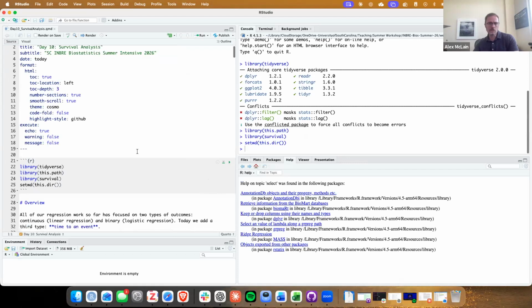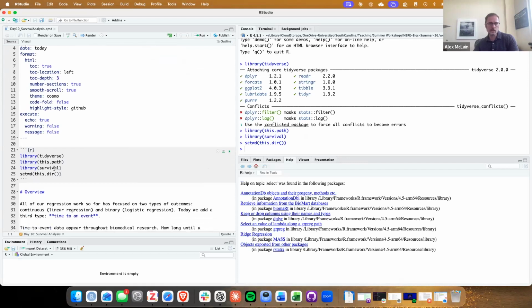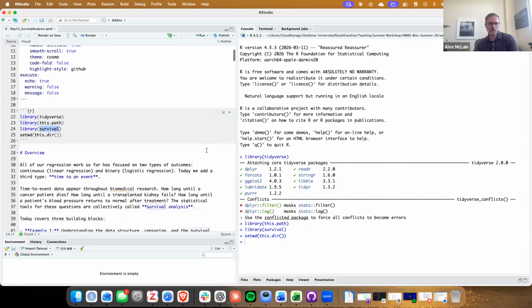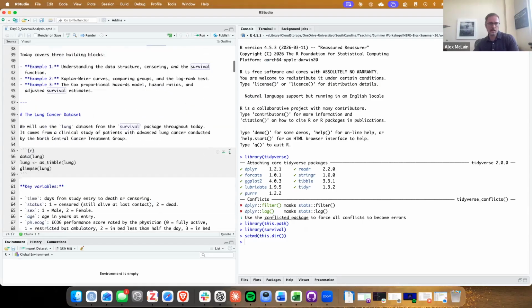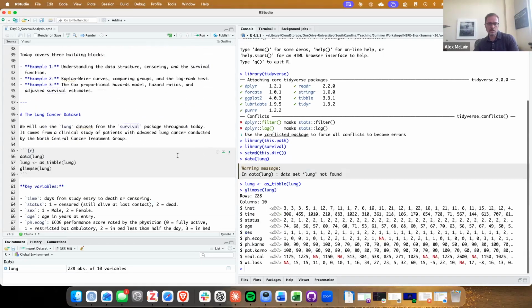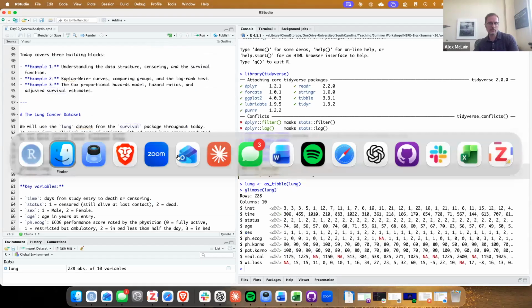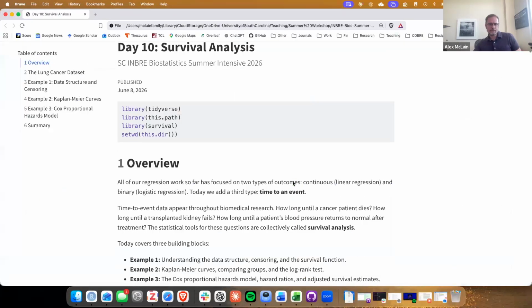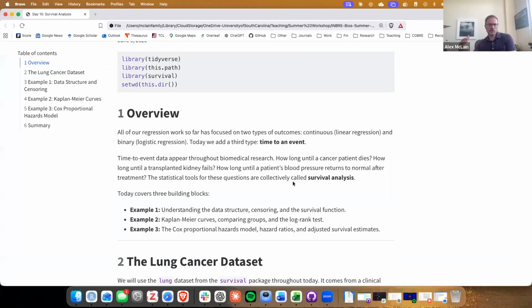I'm just going to load in the survival package. We haven't used it before, so that may be one that you have to install on your computer beforehand. I'm just going to run in this lung data. Okay, good. The first thing we're going to do is just look at this data a little bit. We're not going to do any analysis to start with.